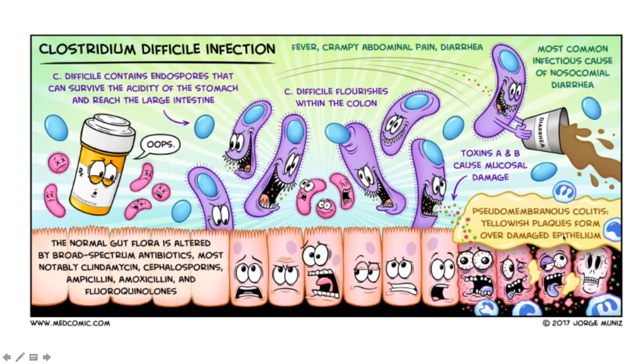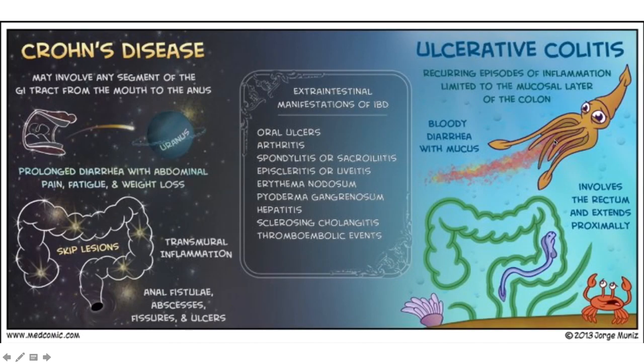The giveaway feature is so-called pseudomembranous colitis, which are yellowish plaques over damaged epithelium. It produces toxins A and B, which cause and mediate the mucosal damage. It flourishes in the colon, and the most common infectious cause is nosocomial diarrhea. Ew. Then this is a famous question.